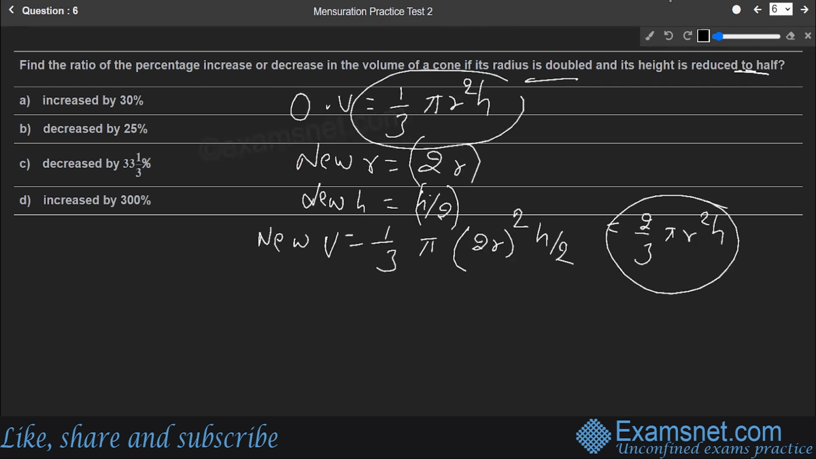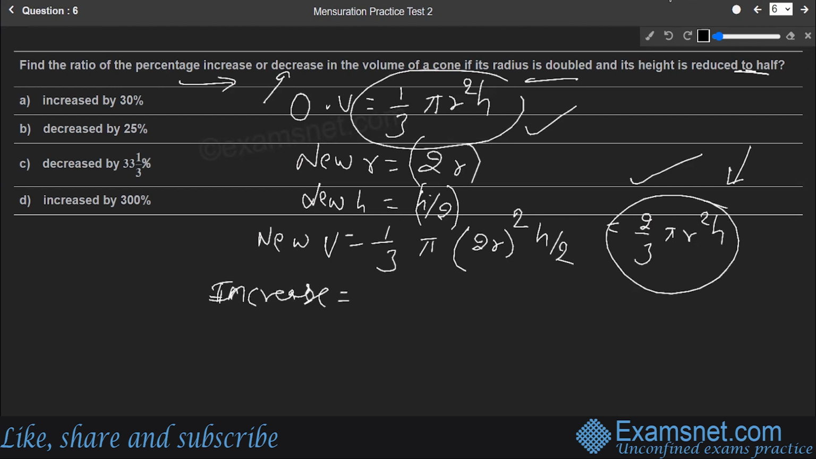Now what he is asking for, find the ratio of the percentage increase or decrease. First of all we need to find out the increase, then we can convert that into percentage later on. So what is the increase or decrease? This is 1 by 3 pi r square h, this is 2 by 3 pi r square h. So clearly this one is doubled, so it has been more. So obviously there has been an increase. So how much is that increase?